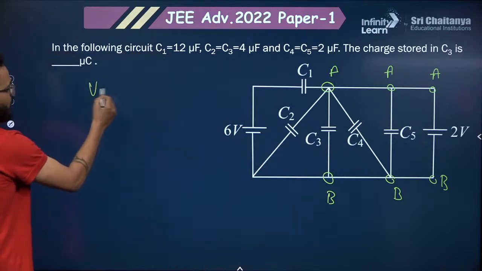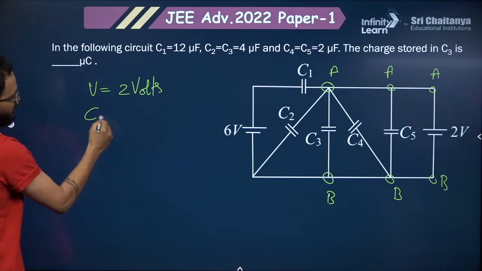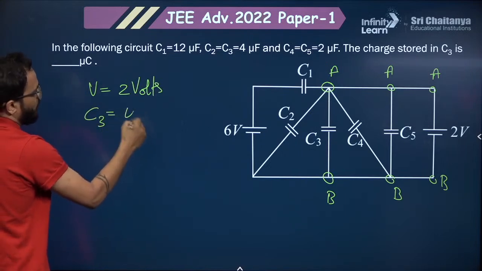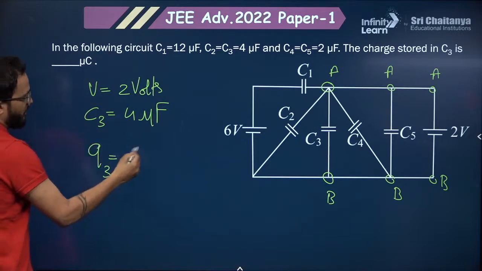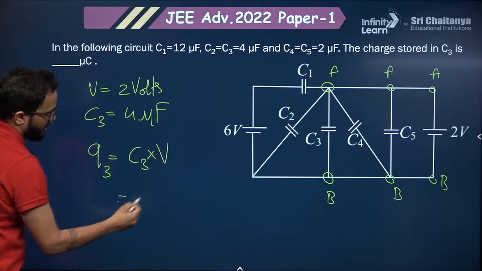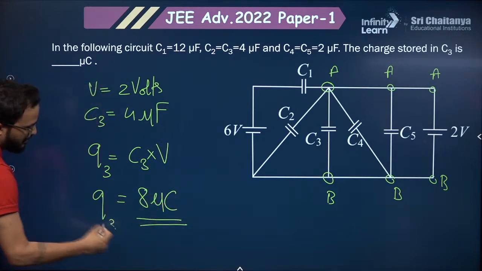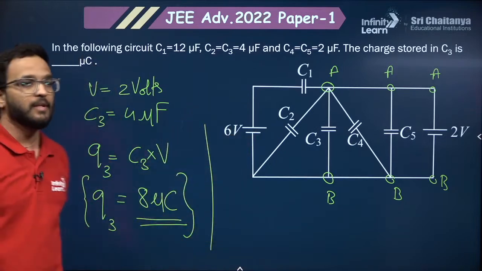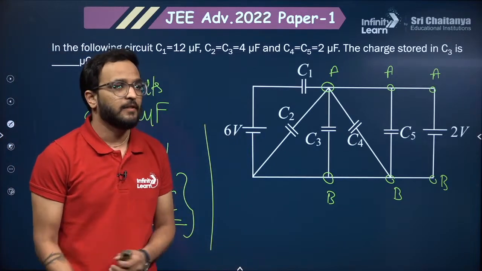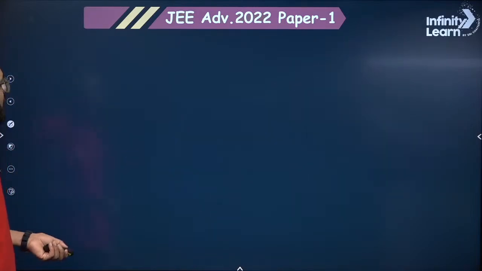Okay. So what is the potential drop? 2 volts, right? And what is the capacitance here? C3 is 4 microfarad. So what will be the charge Q3 on it? It will be C3 into V, I guess 8 microcoulombs, right? So this will be the charge on C3. Is it okay, students? Are you able to understand this? Yes, fantastic. So this was the solution of this particular circuit. Let's move on.